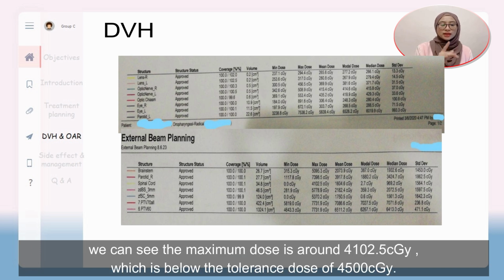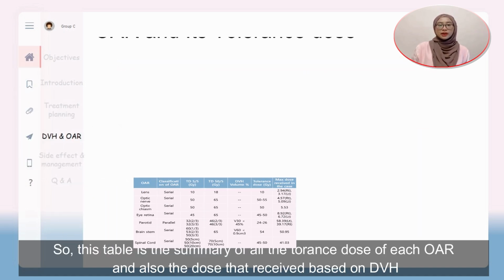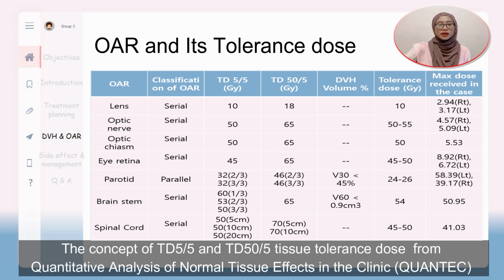For example, we can take the spinal cord. For the spinal cord, we can see that the maximum dose is around 4,100 centigray, which is below the tolerance dose of 4,500 centigray. This table is a summary of the tolerance dose of each organ at risk and the dose they receive based on the age.